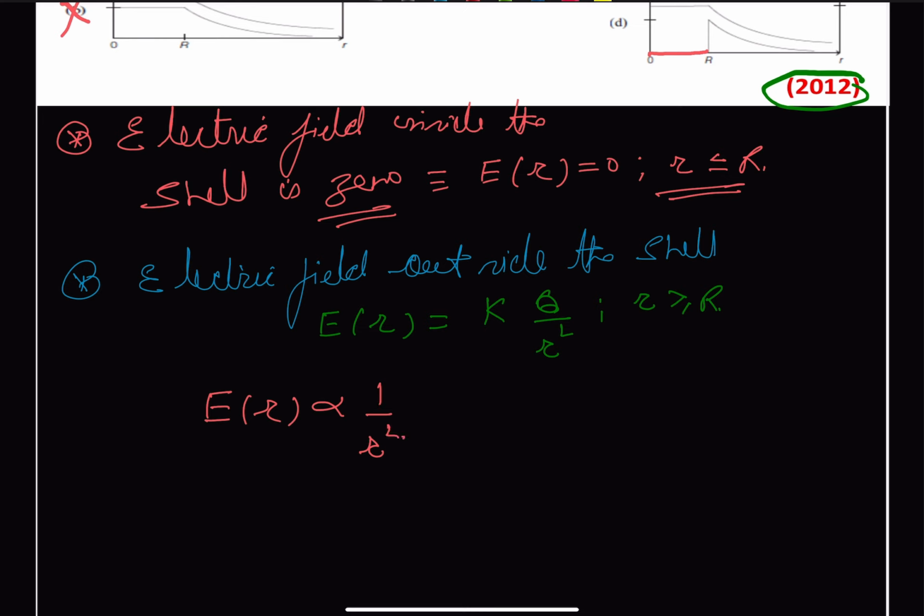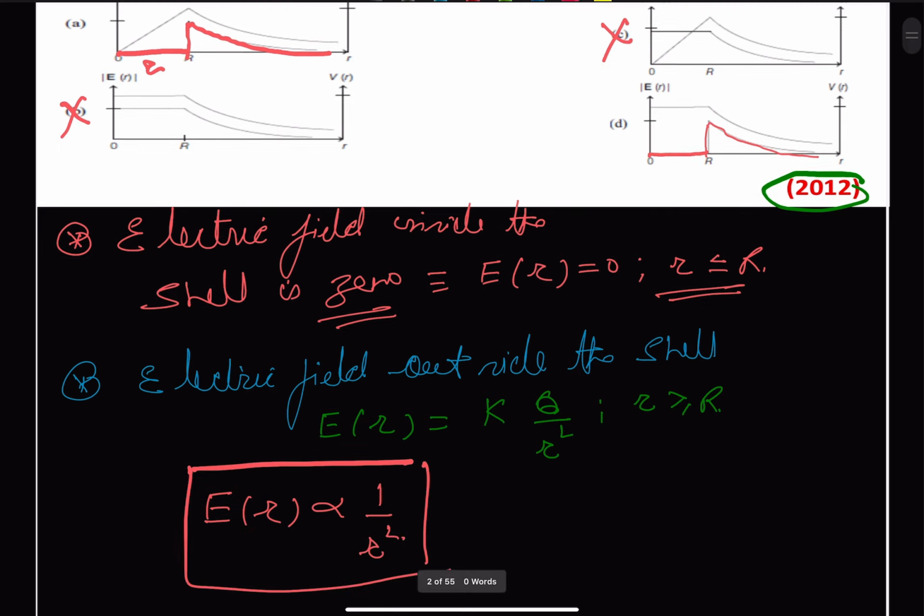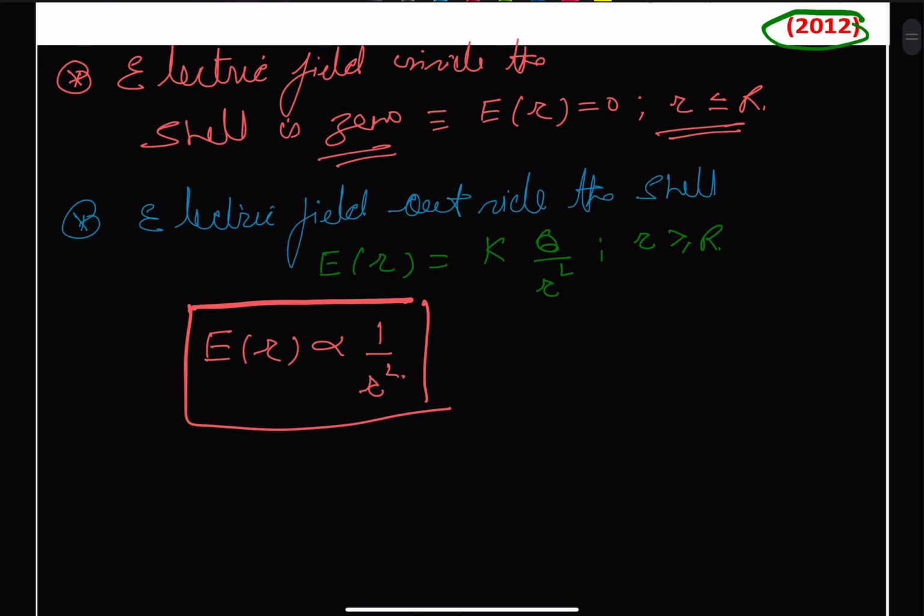So there is an inverse relationship between the electric field and the square of the distance. Okay. So both A and D represent the same graph for electric field. Okay, it suddenly increases to a maximum value and then there is a rapid decrease with respect to the square of the distance. So now we have to find out the potential.